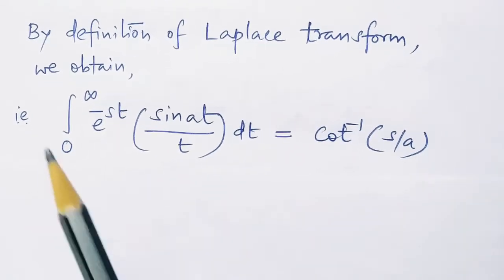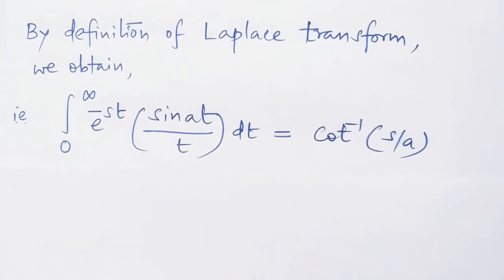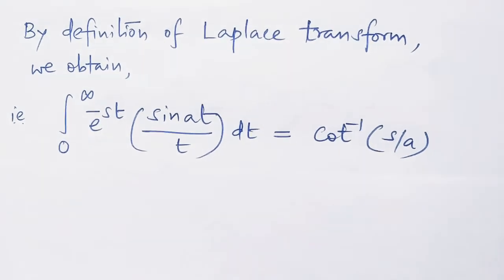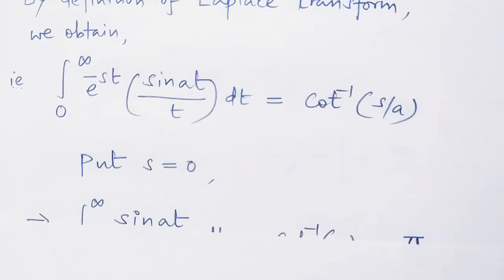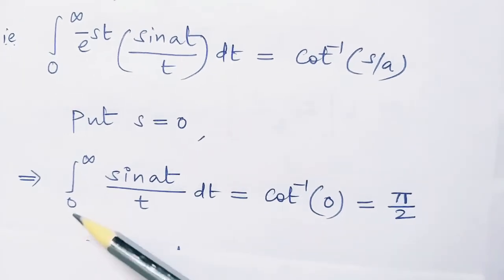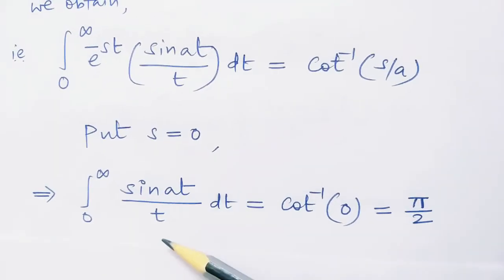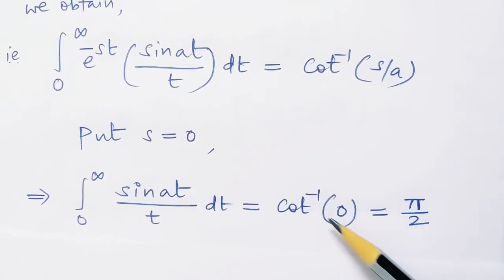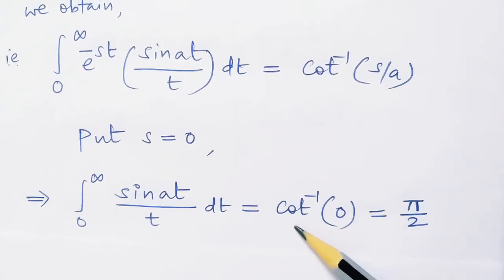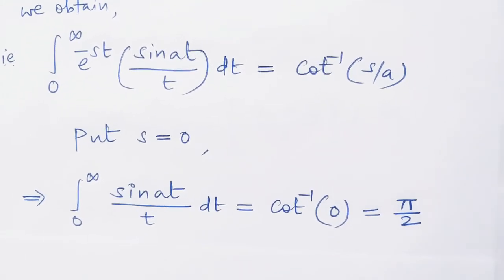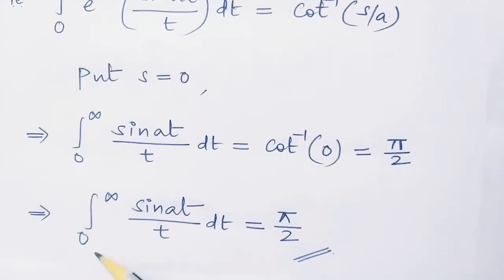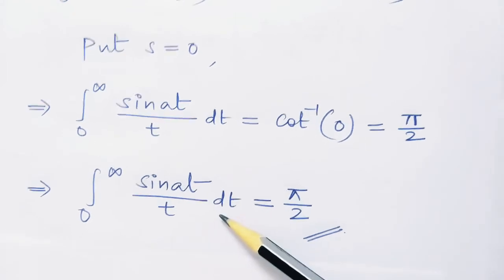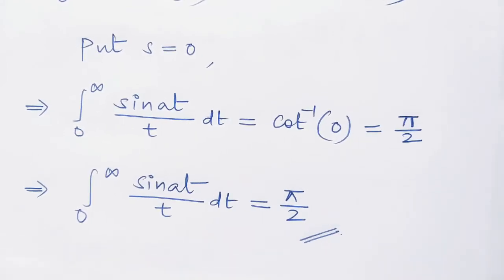That is possible by substitution of s equal to 0. If I put s equal to 0, it becomes e to the power of minus 0, and that is obviously 1. So by substitution of s equal to 0, we obtain 0 to infinity sine at divided by t dt, and the right hand side cot inverse of s divided by a, that is cot inverse of 0 by putting s equal to 0, and cot inverse of 0 is pi by 2. So therefore the final answer is integration between 0 to infinity sine at divided by t dt is equal to pi divided by 2.